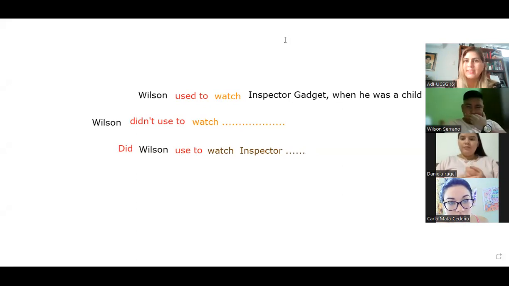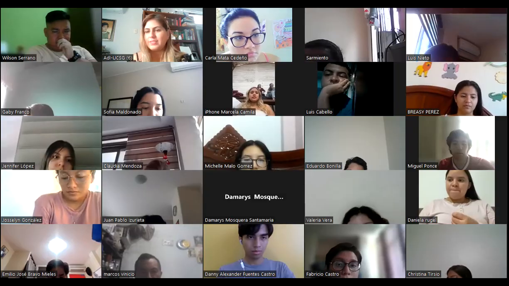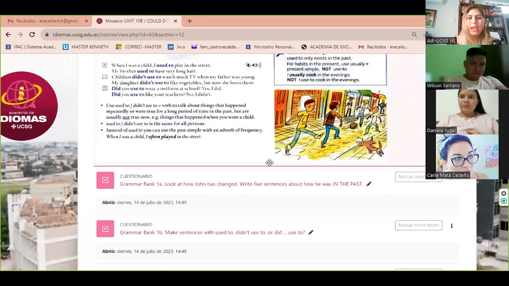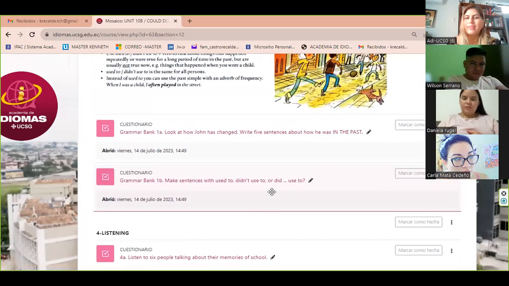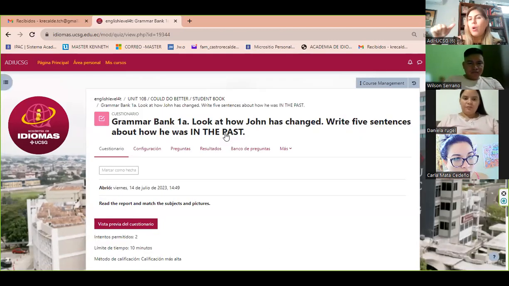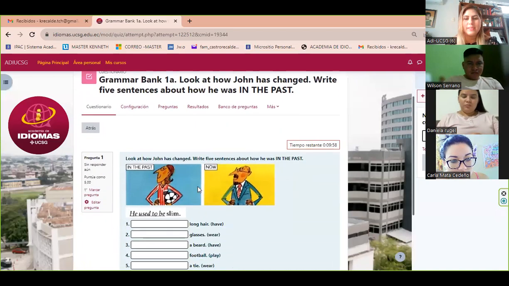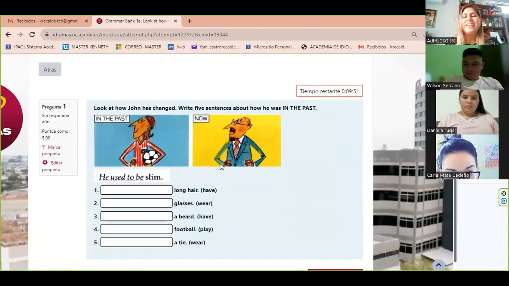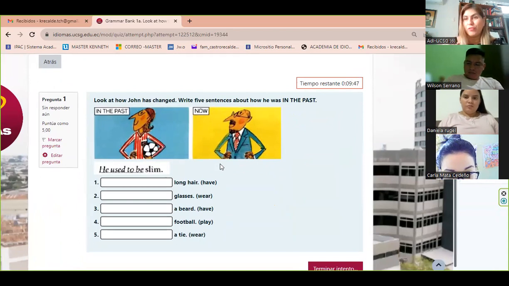Now let's put this into practice and let's go to Moodle. In Moodle, we will find some exercises about this. Let's see. Okay, we have two exercises about this. It says, look at how John has changed. Write five sentences about how he was in the past. So remember, used to is for something in the past that we don't do anymore. Yeah? Let's see, there are two attempts for us. So that is John in the past. This is John now. We have 10 minutes. Could you please do sentences? For example, you have one done for you. He used to be slim or skinny. Now, long hair. Come on, try to do it and then we will check.